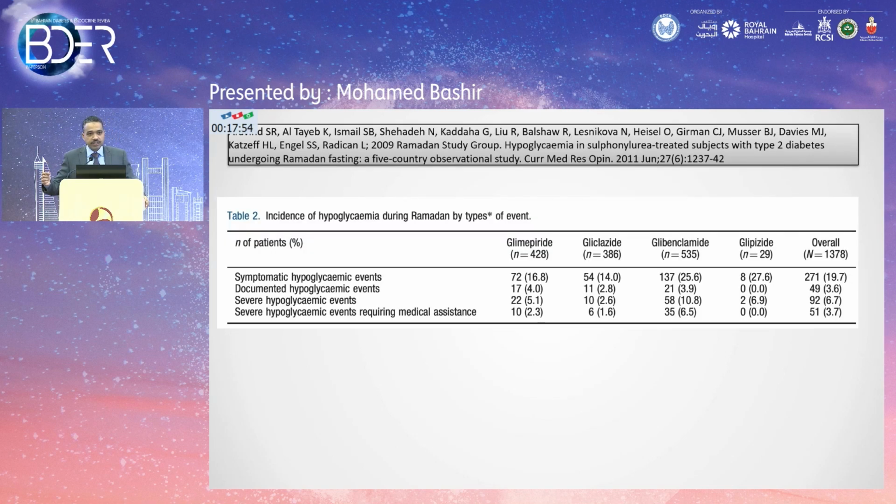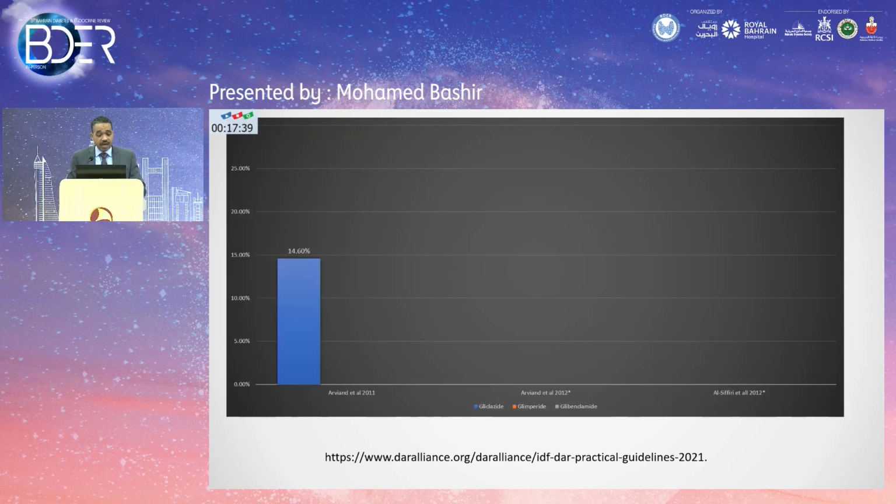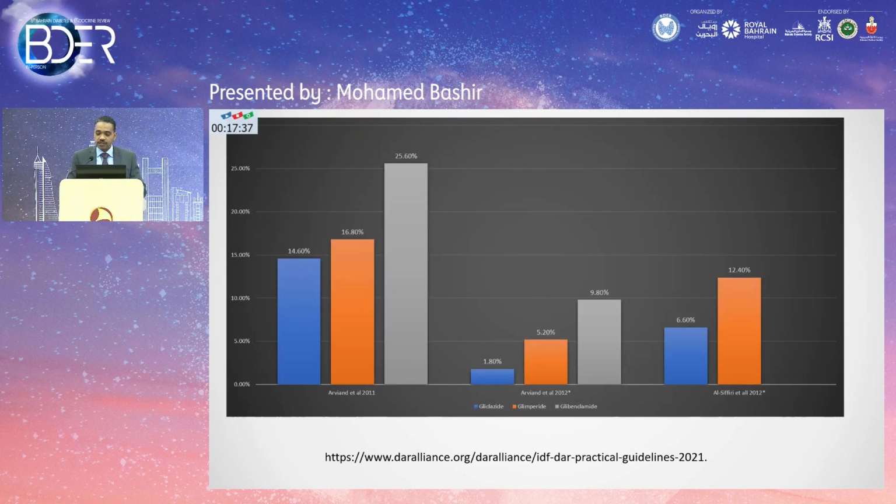So there are observational data that looked at self-reported hypoglycemia, and they looked at symptomatic versus documented, and about a quarter of the patients on sulfonylureas actually report or document symptomatic hypoglycemia. And again, if you look at various agents, you'll find the rates of hypoglycemia with sulfonylureas are sizable. Regardless of whatever study you're looking at, again, gliclazide seems to have the lower risk of hypoglycemia compared to the rest.